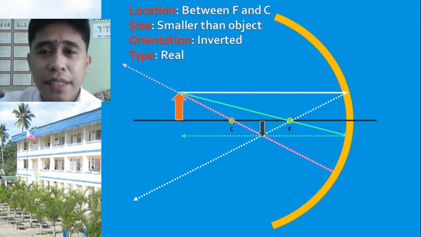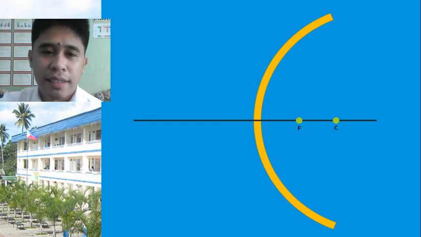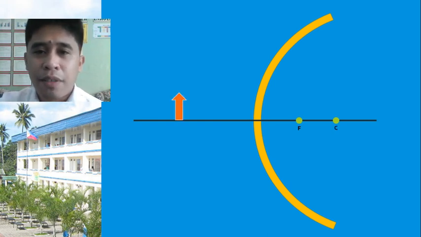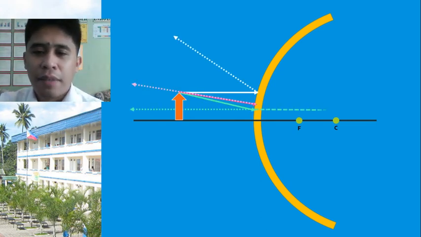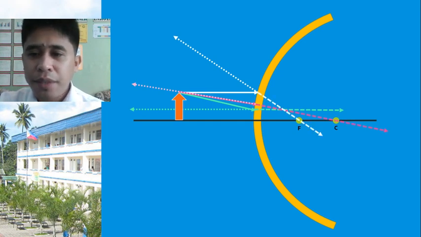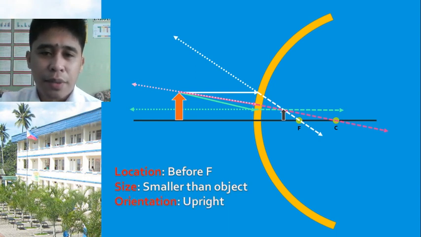Using again the previous example, let us characterize the image formed by a convex mirror with an object placed before it. Let's perform the ray diagram and draw this image. So the location of the image would be before F, or that's before the focus. Its size is smaller than the object. Its orientation is upright, and it is a virtual image.